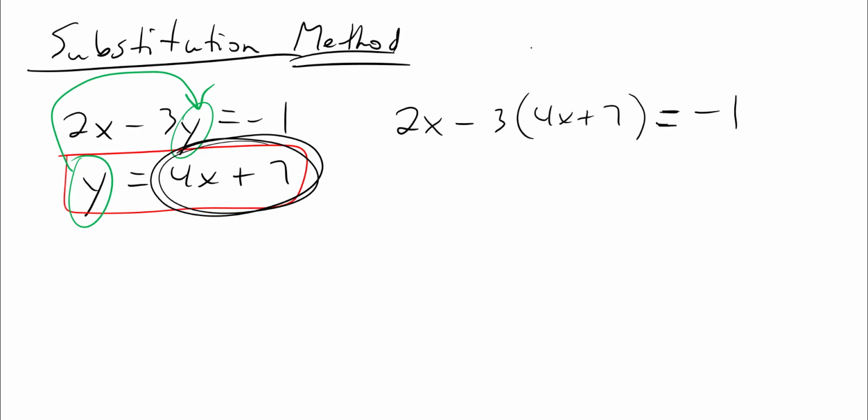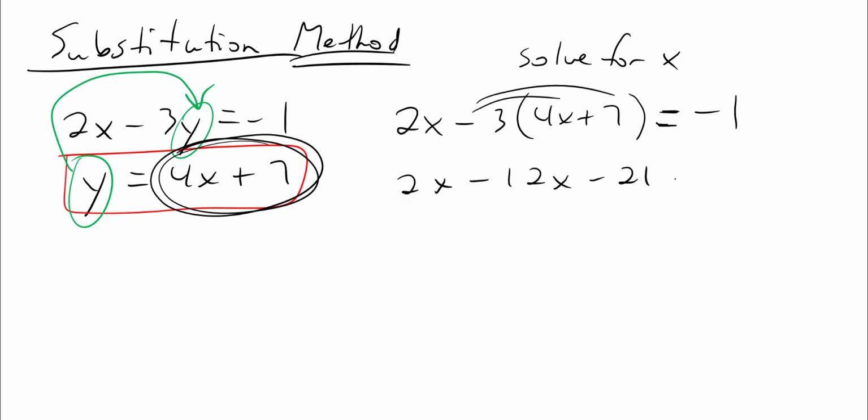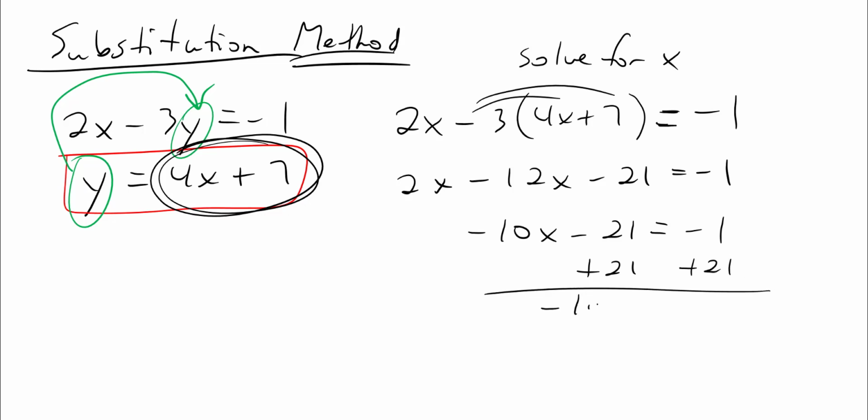So solve for x. You guys should know, distribute that -3. So you have 2x - 12x - 21 = -1. Okay, got to know your algebra now. 2x - 12x is -10x - 21 = -1. So you can add 21 to both sides. You guys should know your algebra. I get -10x = 20. Divided by -10.